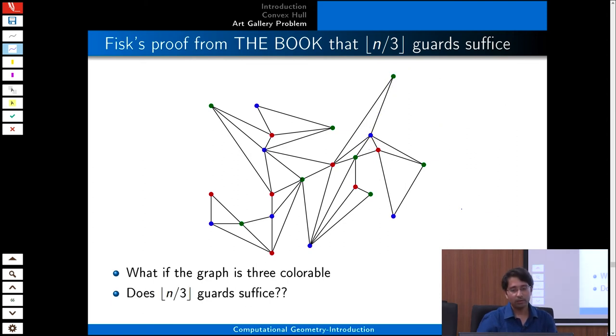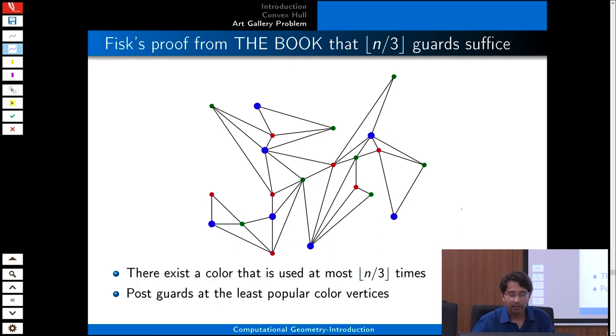Right? Choose that color. What is the color here? It's blue. What will I do? How many blue color vertices are there? N by 3 at most. I'll place a guard at each blue vertex. Can we claim that we have a guard set for the whole polygon? Yes? Because each triangle should have a blue vertex? Because it is a proper coloring.